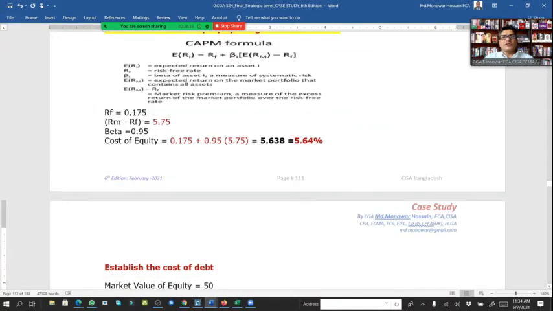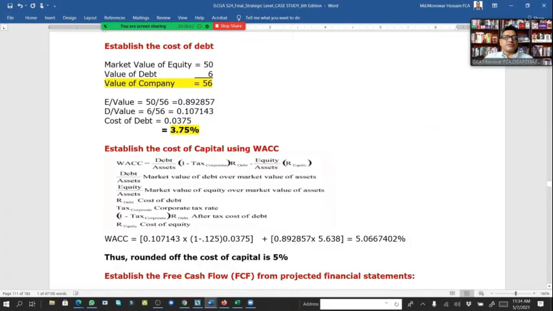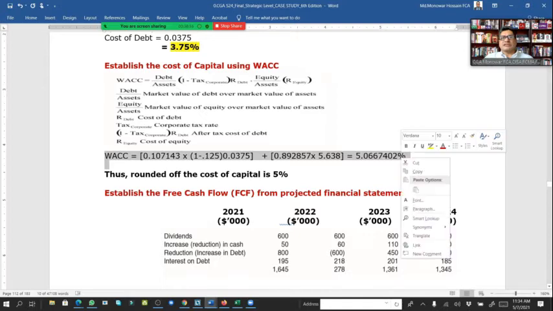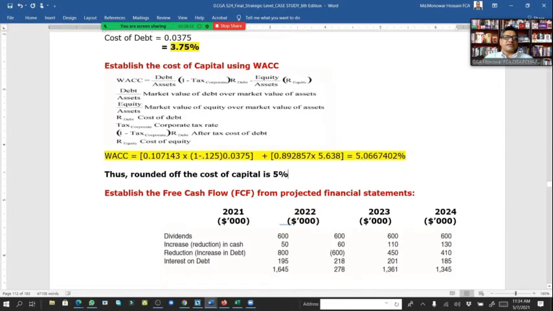In the same way, for the weighted average cost of capital, we have received the cost of equity and now the cost of debt. So we have to calculate the weighted average cost of capital. We calculate it here as 5.06%, and you can also say just 5%, rounding up, is the weighted average cost of capital.